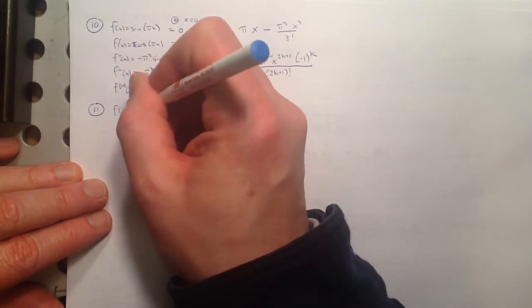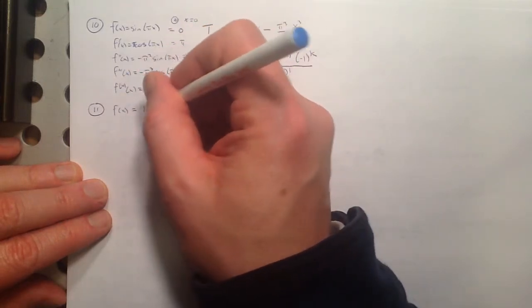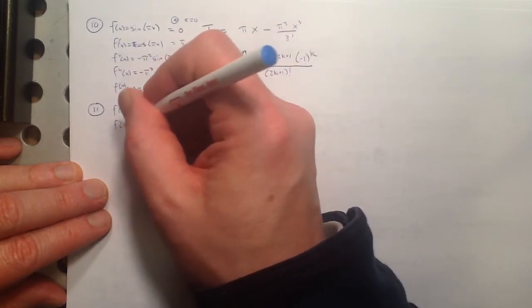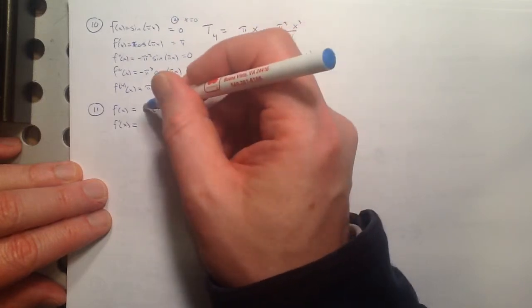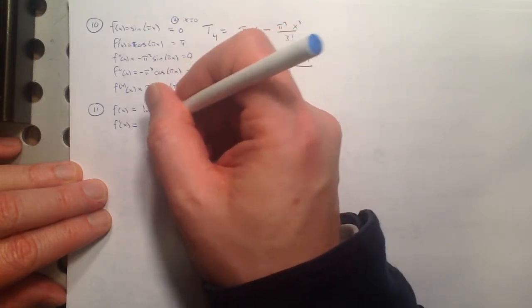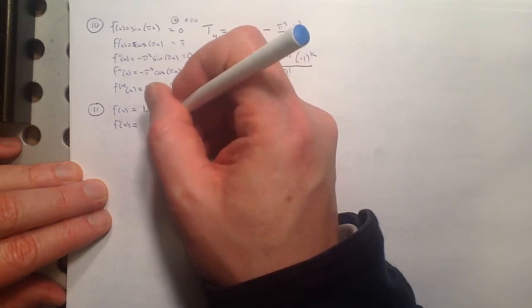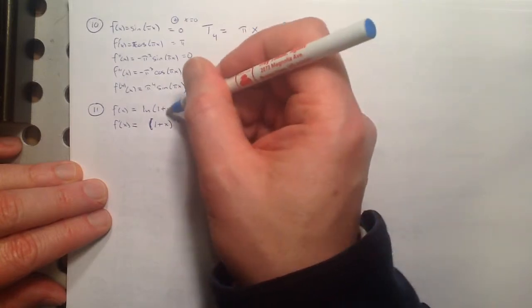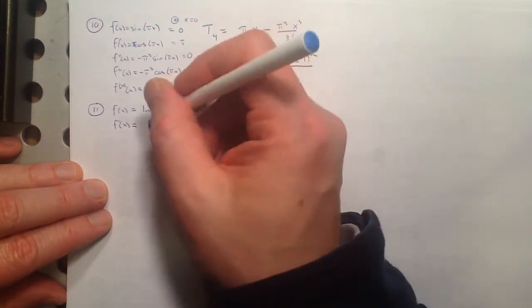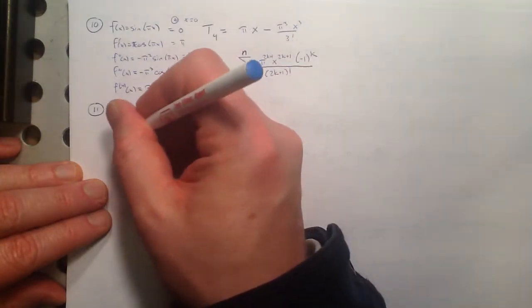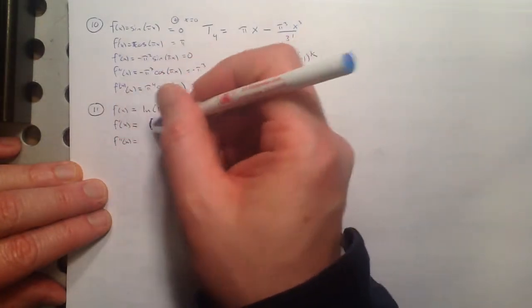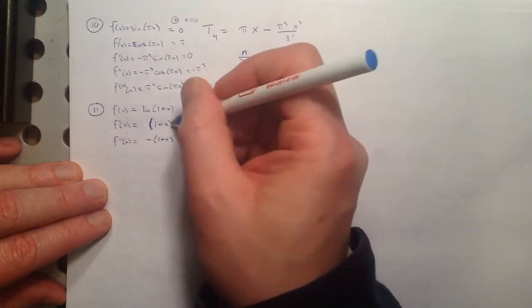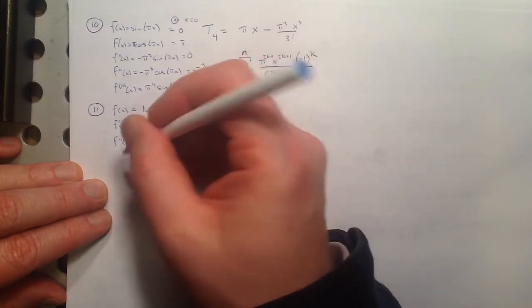F of x is equal to the natural log of 1 plus x. When we do our derivatives, this is not quite as easy as it was before. So the derivative of natural log is 1 over, and I'm going to write that as 1 over 1 plus x, and times the derivative of what's inside. The derivative of what's inside is just 1. So that's my derivative there. The second derivative, the derivative of something to the negative 1 is negative that thing to the negative 2 times the derivative of what's inside, which is just 1.